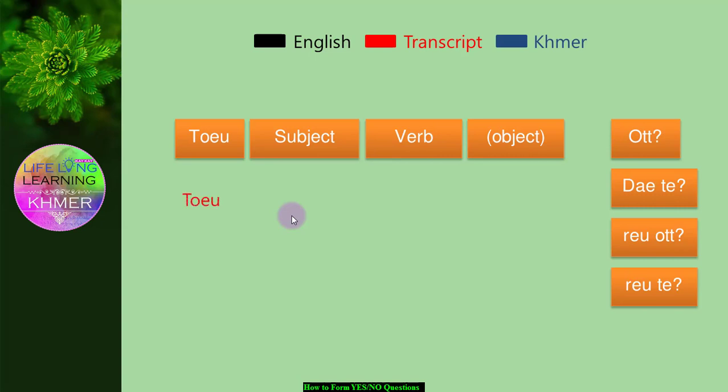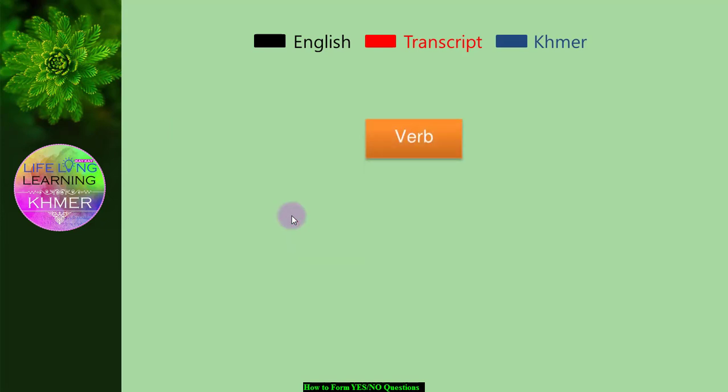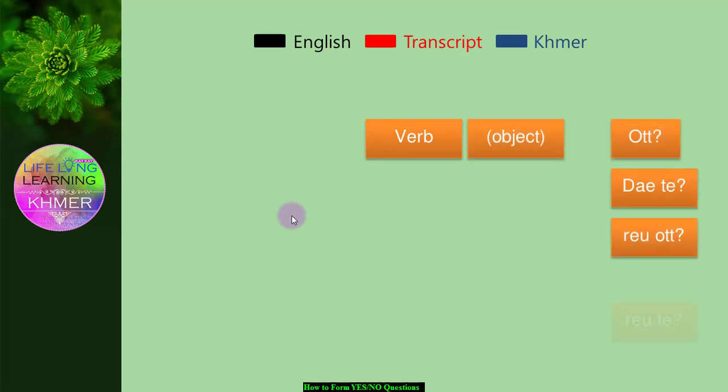As an example, ta is the question word, the subject is ne, which is you, the verb is nyam, which is eat, and the object is plai pom, which is apples. You can use one of the ending question words: ta ne nyam plai pom ot, or ta ne nyam plai pom dai te, or ta ne nyam plai pom ru ot, or ta ne nyam plai pom ru te. And if the subject is you, you can even omit ta and the subject, so it remains only the verb, the object, and the ending question words: ot, dai te, ru ot, ru te.